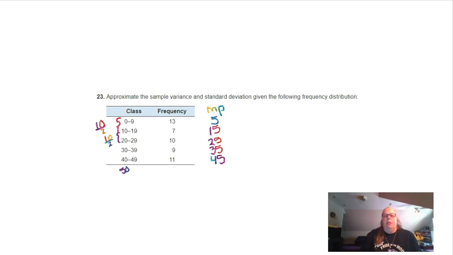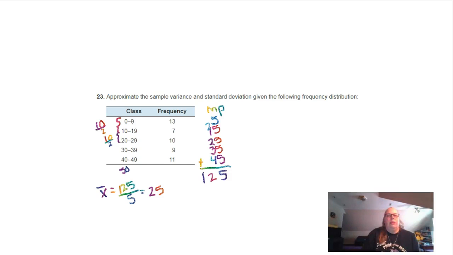Okay, now the midpoint mean is going to be the sum of all these midpoints divided by 5. Okay, let's see. 5, 15, 25, 35, 45. The sum is 125. So the mean of the midpoints is 125 divided by 5, and that will give us 25.